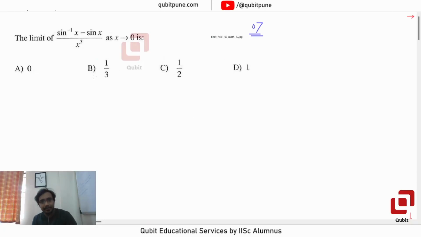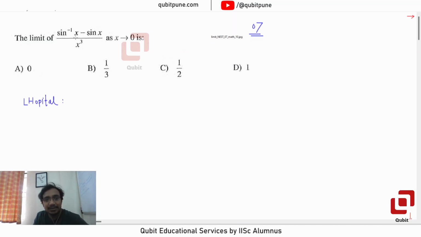It's a limit problem. The limit of sine inverse of x minus sine of x upon x cube as x tends to 0 is 0, 1 upon 3, 1 upon 2 and 1. Now, to solve this problem, the best approach would be L'Hospital's rule. Let us see whether L'Hospital is applicable first of all.